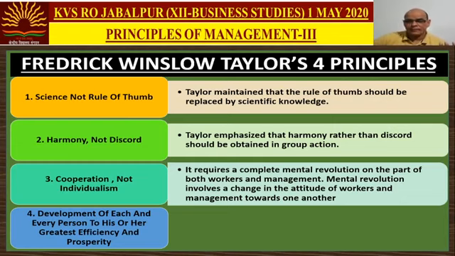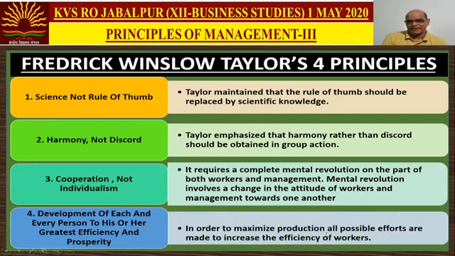We have not provided him the correct tool. We have not provided him the correct machine, correct working environment, and we have not provided him the correct motivation level. So the problem is with the management, not with the worker. He is able to perform 100 units in a day and he is not doing so today. It means there is some problem on our behalf. Okay, so Taylor wanted, in order to maximize production, all possible efforts to be made to increase the efficiency of the workers.